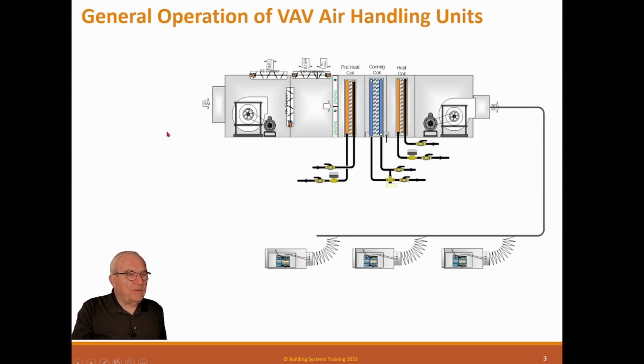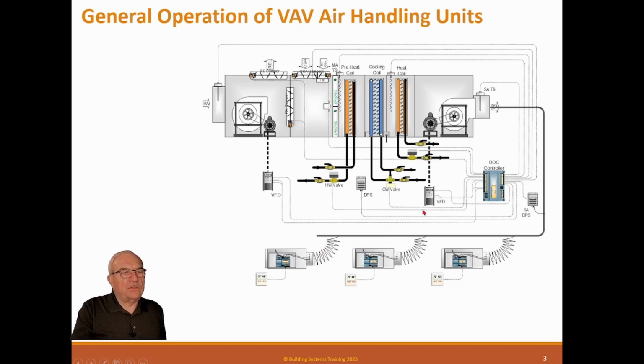So the air comes from the room in the return. The return fan pushes it through the return section into the coils. The supply fan sucks from this plenum section right here through the coils and blows out to these boxes. Now the boxes basically vary the flow to change temperature in the space. That's why it's called variable volume. So really there's not much else.